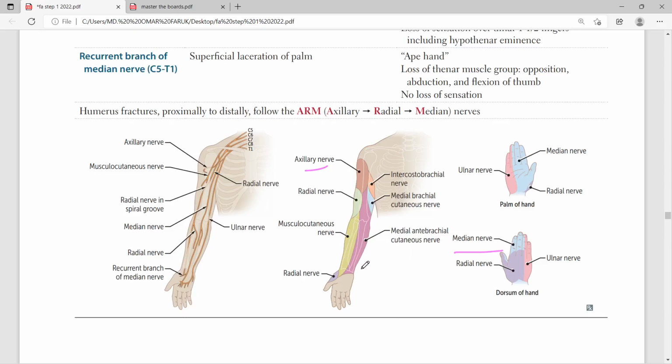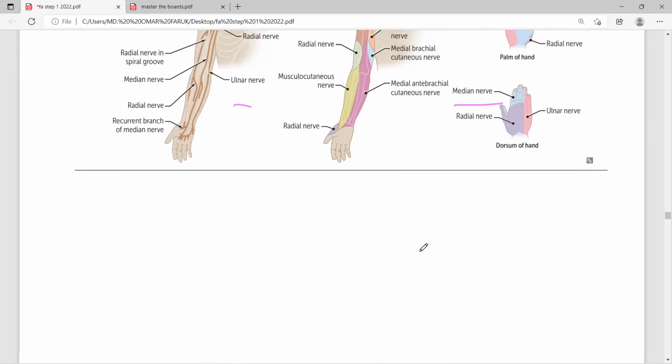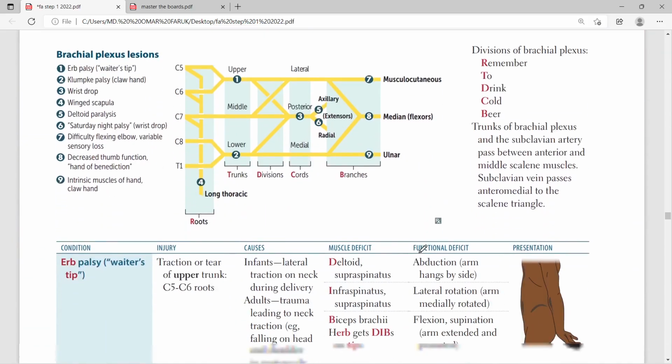Ulnar nerve, fracture of the medial condyle of the humerus. In ulnar nerve, there is intercostobrachial nerve, medial brachial cutaneous nerve, and medial antebrachial cutaneous nerve. This is brachial plexus.